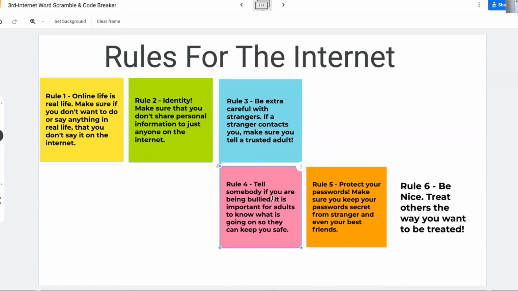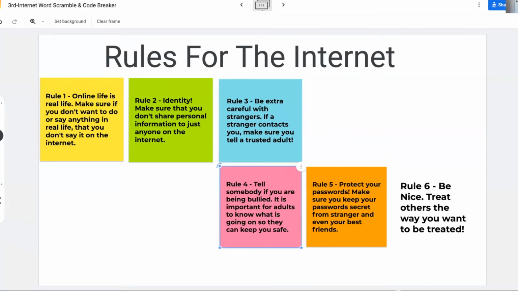Rule number 4, tell somebody if you're being bullied. This is what's called cyberbullying if it happens on the internet or in social media. It is important for adults to know what is going on so they can put a stop to it and make sure you are safe at all times.